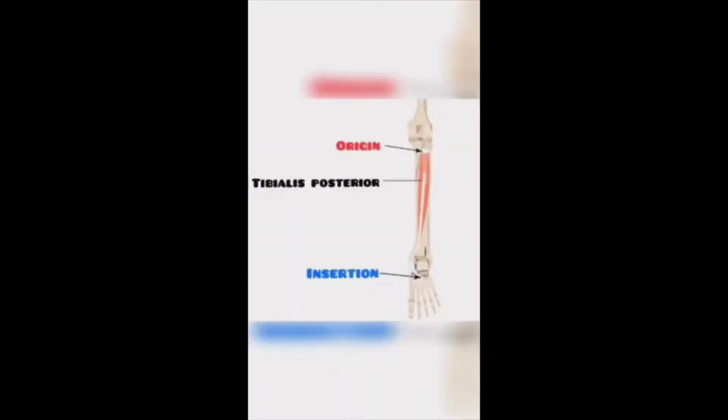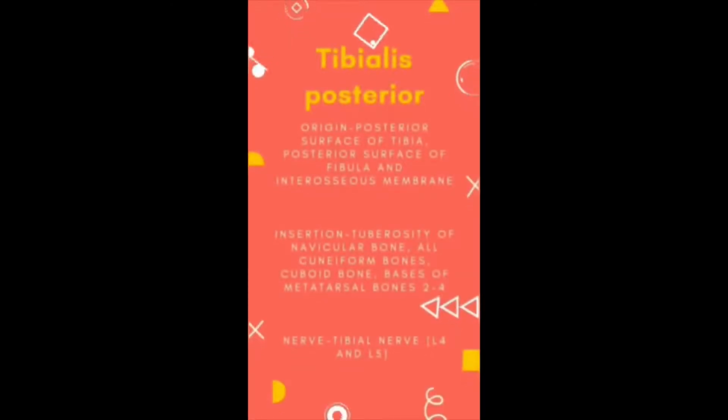Tibialis posterior. Origin: posterior surface of tibia, posterior surface of fibula and interosseous membrane. Insertion: tuberosity of the navicular bone, all cuneiform bones, cuboid bone, bases of metatarsal bones 2nd to 4th. Nerve: it is innervated by the tibial nerve L4 and L5.